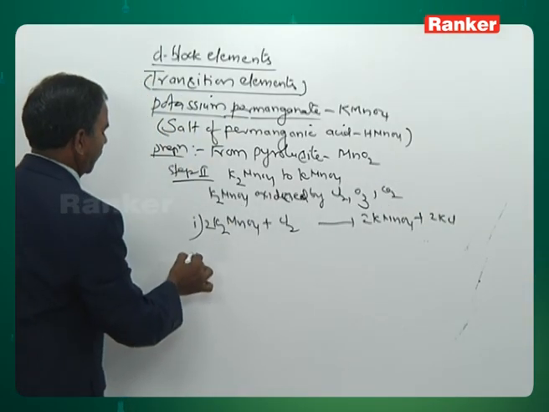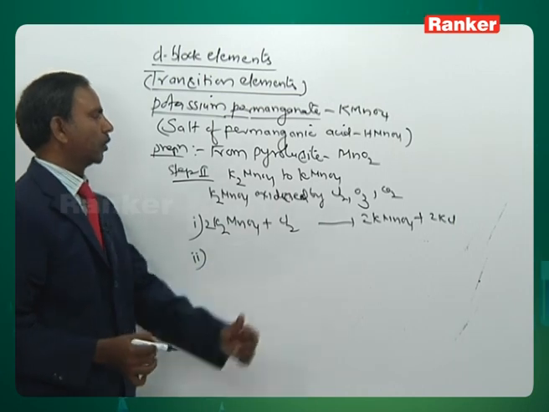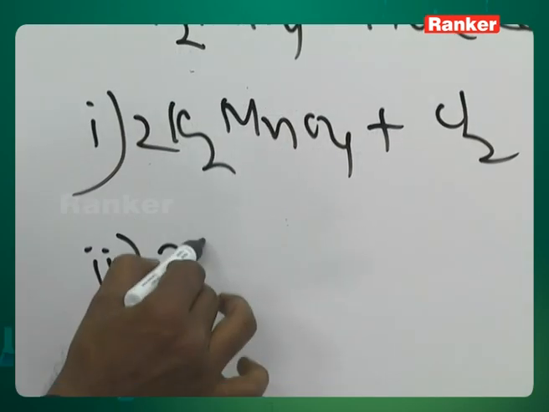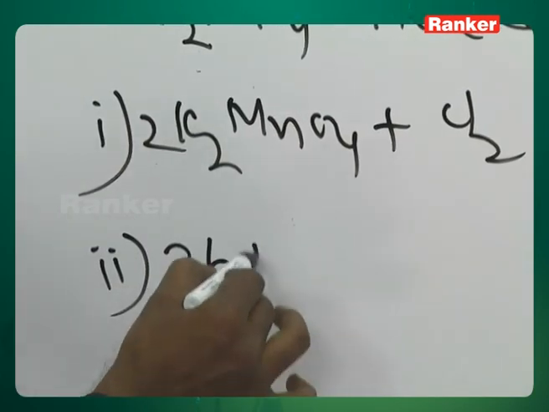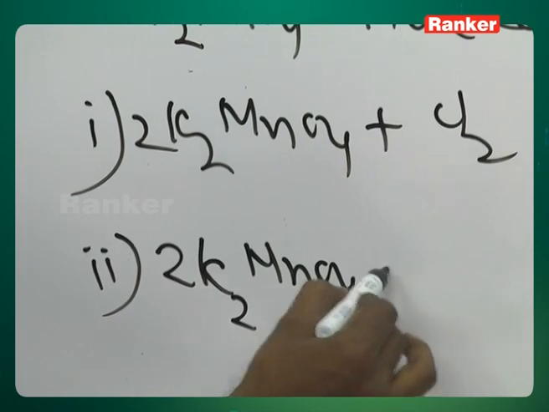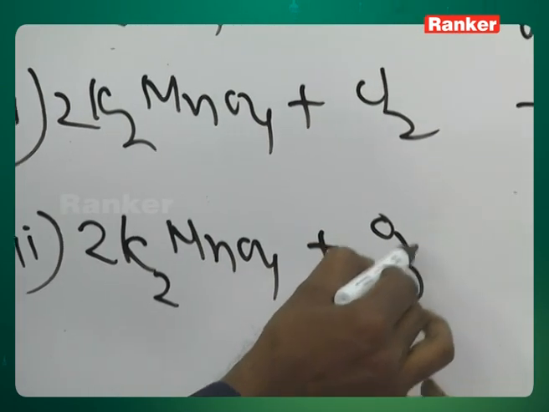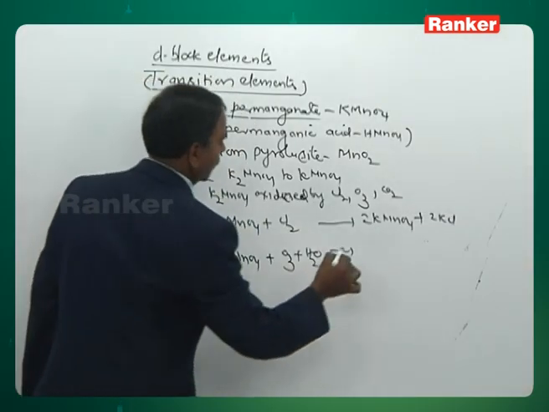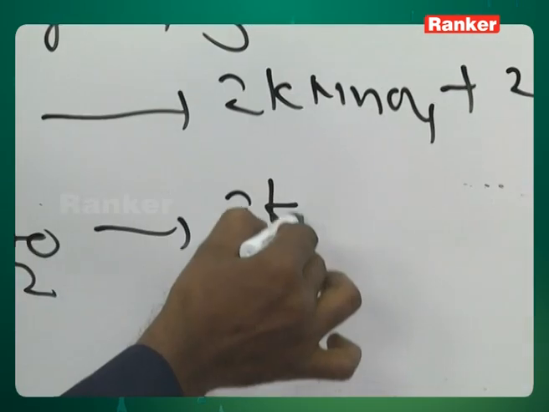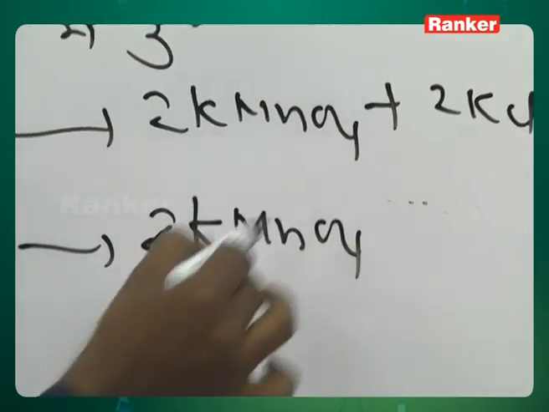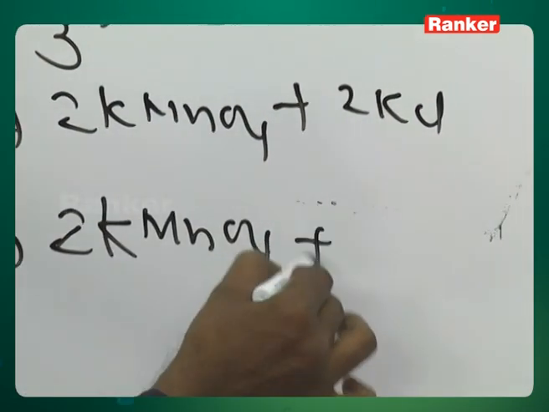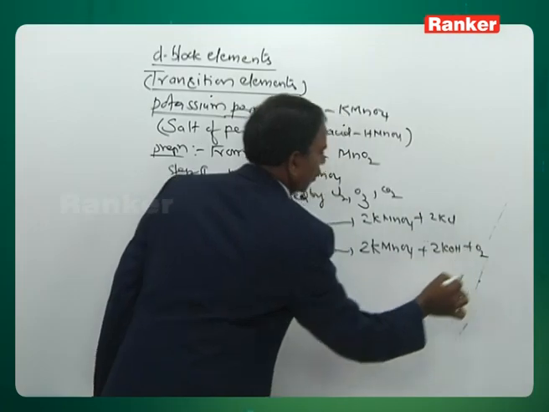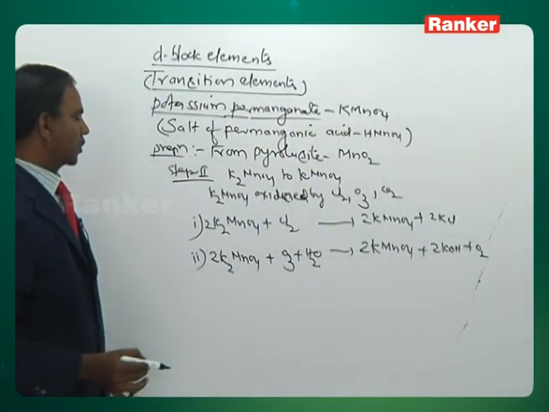Similarly, the second way of conversion of potassium manganate to potassium permanganate is by oxidation with ozone. Consider 2K2MnO4 plus ozone in presence of water. Then also you are getting potassium permanganate, 2KMnO4, plus 2KOH plus O2.